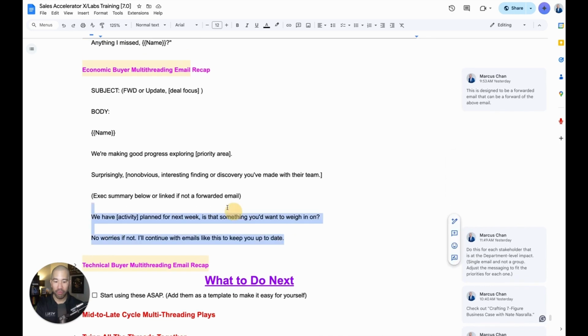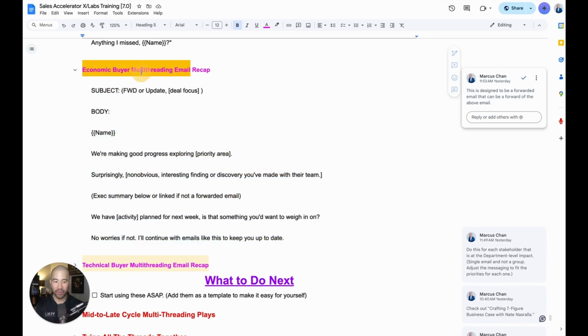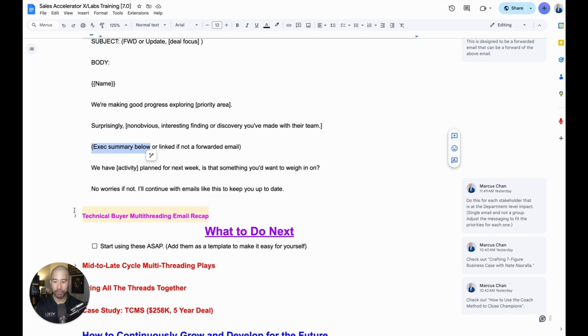So again, very simple. All right. And this is very, very useful. It can be a forwarded email, like I mentioned, of the above email, or it could be its own separate email with a hyperlinked document right here. It's a very high-level executive summary. It's a very, very simple tool.